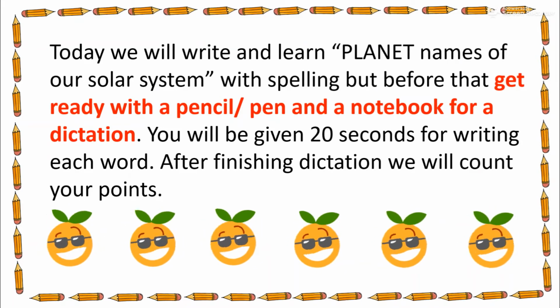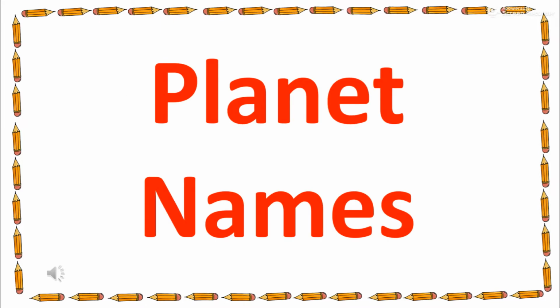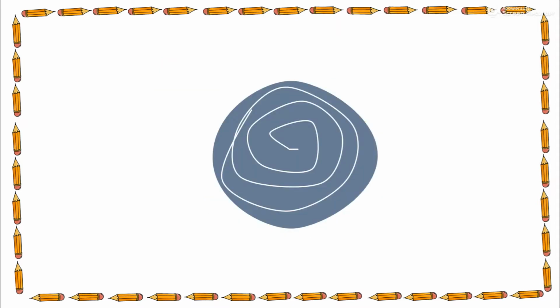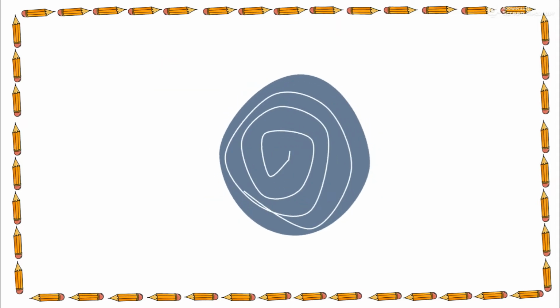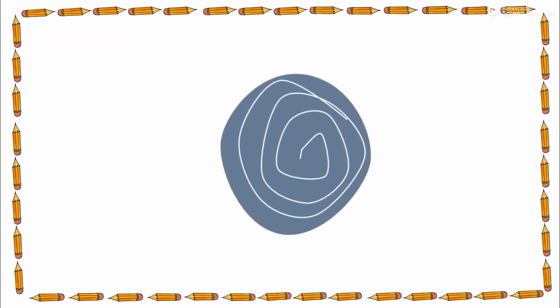So, let's get ready. Okay, so today's turn is planet names. Do you know our solar system has 8 planets? Our solar system is billions of years old and all these planets orbit around the sun. So ready for the dictation now. The first planet is Mercury. Mercury. Your time starts now.